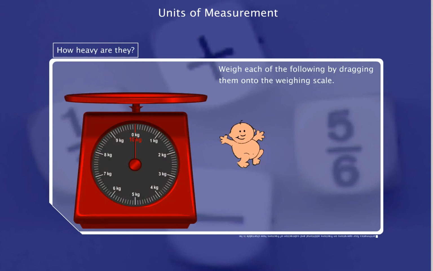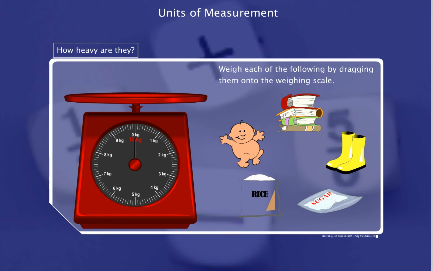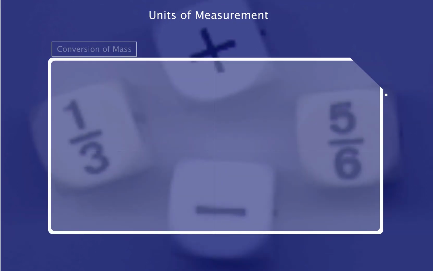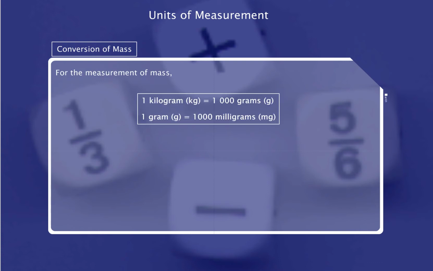Find the mass of each of the following by dragging them onto the measuring scale. For the measurement of mass, 1 kilogram equals 1,000 grams. 1 gram equals 1,000 milligrams. Thus, 5 kilograms is equivalent to 5,000 grams, and 258 milligrams is 0.258 grams.